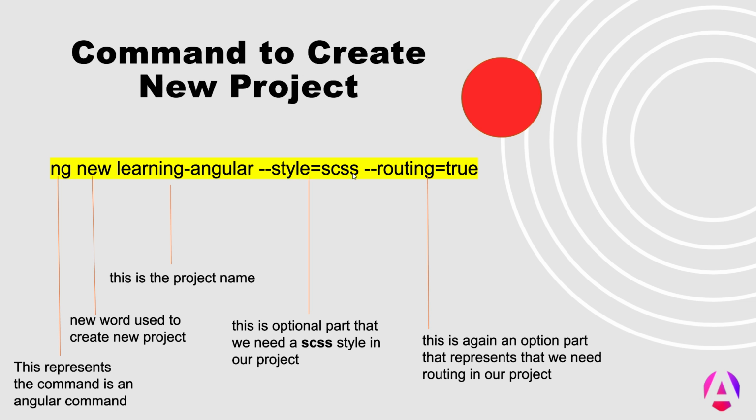And again, style equals to scss is an optional part. It tells the compiler that in the project we will initially set the style sheet as scss. And the same with routing equals to true. This is again an optional part that tells the compiler that we need routing in our project. So let's look into how to create a project.